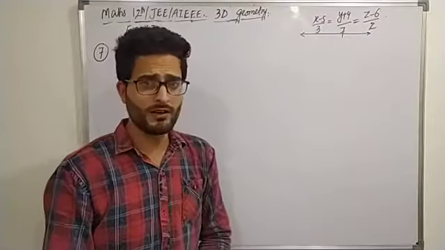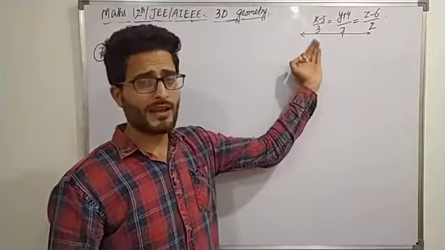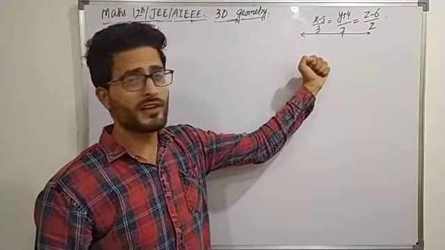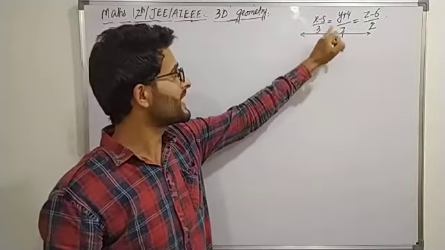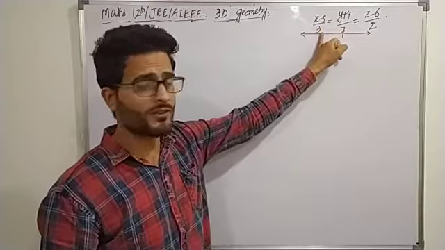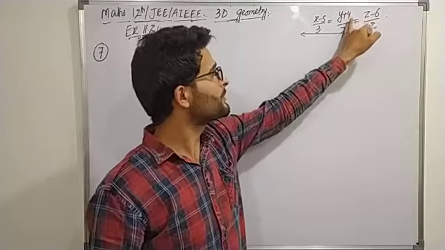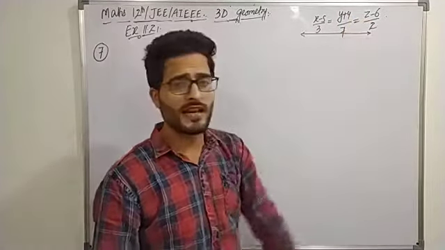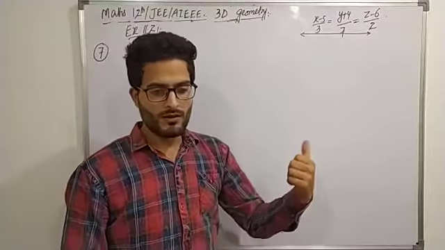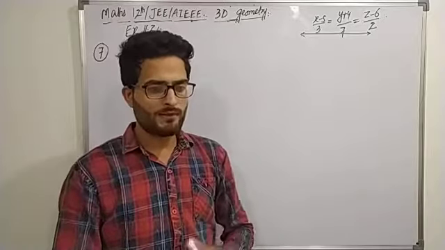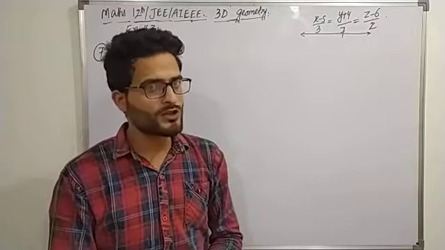In question number 7 we have a given line, and that given line has been expressed in terms of the Cartesian equation, that is x minus 5 divided by 3 is equal to y plus 4 divided by 7, and that's equal to z minus 6 divided by 2. That is the given Cartesian equation of the line, and we need to find the vector equation of the line.